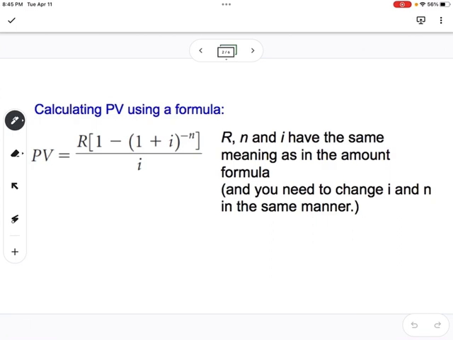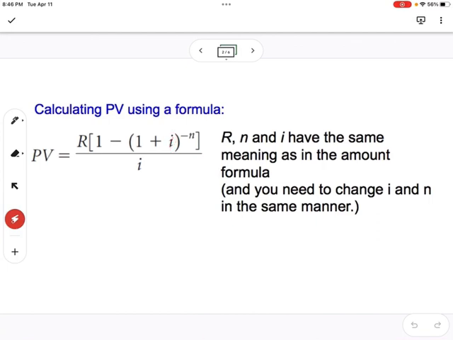Okay, so we have our formula here. Our present value is equal to R times 1 minus 1 plus i to the exponent negative n, over i. Here all of our values mean the exact same thing as in the annuity formula that we've already used. Our present value is the amount we want to find, the starting amount of money. Our R is our regular payments, or our regular withdrawals.